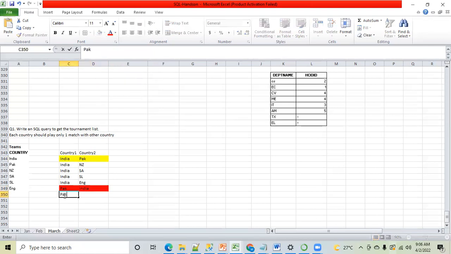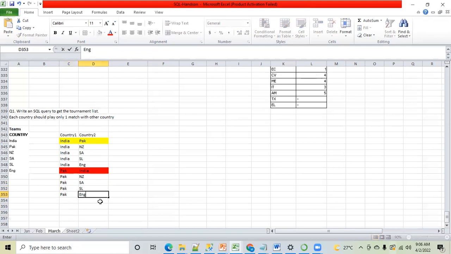Now, Pakistan with New Zealand. Yes, this is needed because it has not been covered. Then Pakistan with South Africa, Pakistan with Sri Lanka, and Pakistan with England. Hope this is clear so far. Any questions? Like this, you have to create a tournament. India and Pakistan are done.